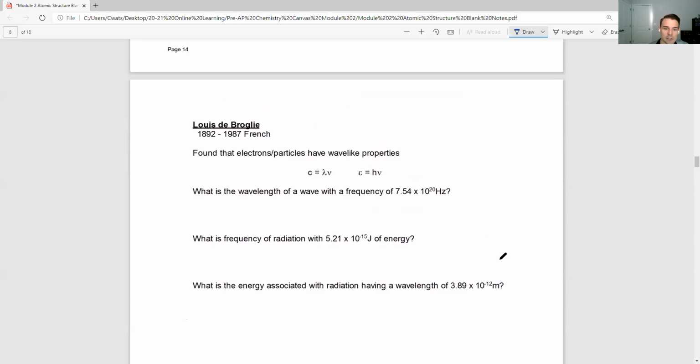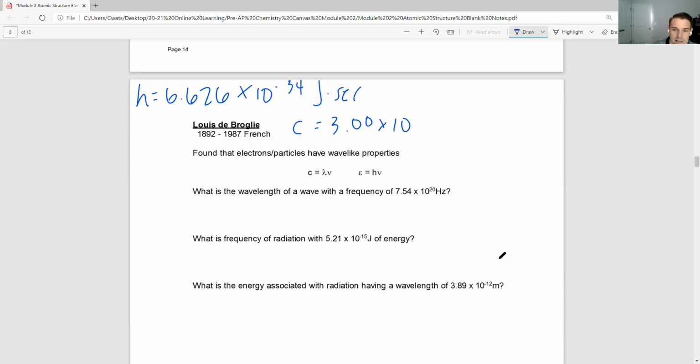Okay, and the last page here brings our two equations together. So de Broglie found that electrons have wave-like properties. Okay, we talked a little bit about that. But the important thing here is we're going to do a couple of calculations. So c equals lambda nu and E equals h nu. Remember h, 6.626 times 10 to the negative 34th joules times seconds. And c is 3.00 times 10 to the 8th meters per second.